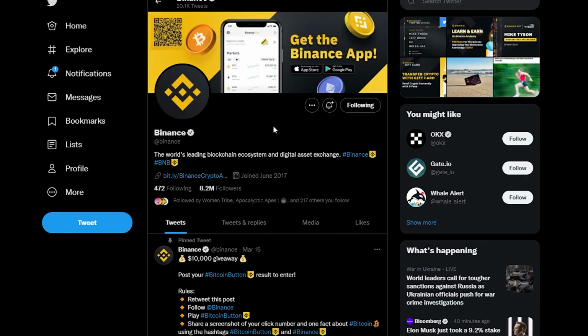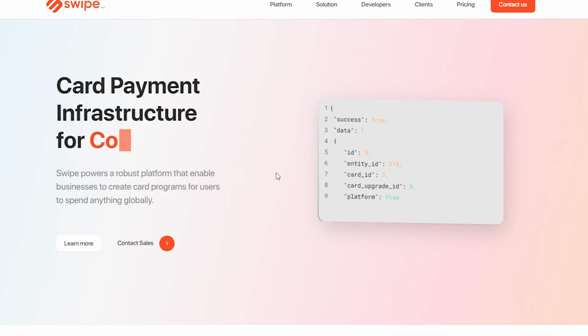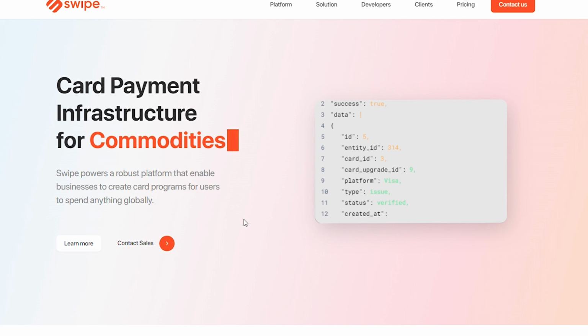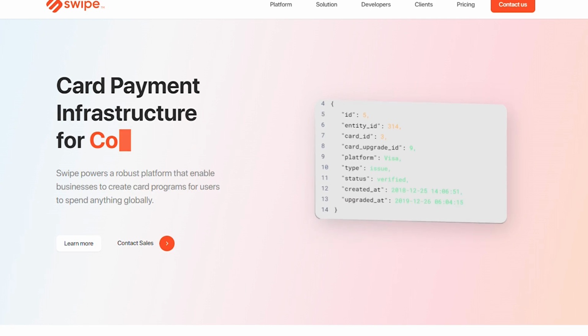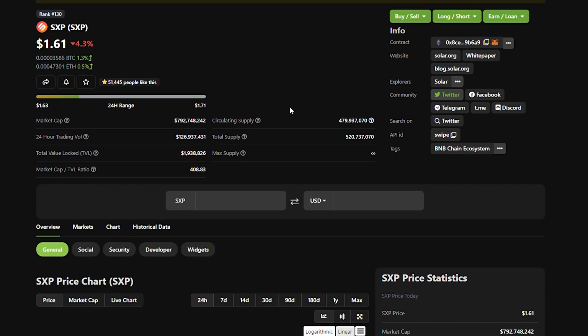If we actually just go over and have a look, don't forget, guys, Binance, the biggest exchange in the world, 8.2 million followers and growing. They don't make any decisions lightly, and the fact that they actually went ahead and acquired Swipe, guys, with their card payment infrastructure, that is a pretty big deal and should bring some solid utility and positive price movement to SXP, in my opinion.